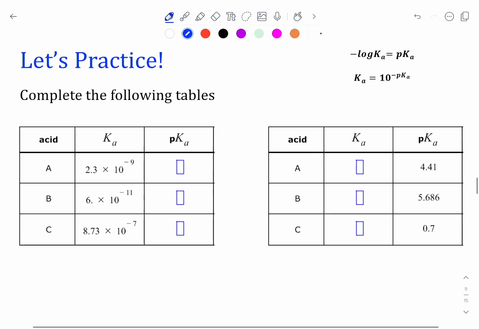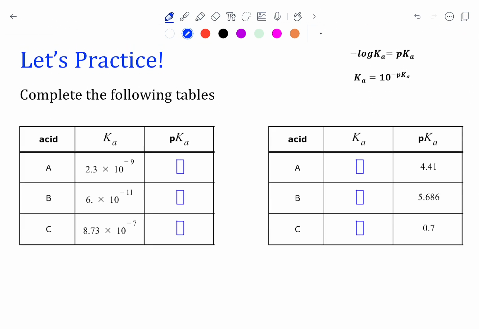So here I have two tables. I either give you a Ka and I want you to find the pKa, or I give you the pKa and I want you to find the Ka. So let's do the first row of each of these tables together, and then you can do the rest of these independently. In our first table here on the left, we have a Ka of 2.3 times 10 to the minus 9, and we want to find the pKa.